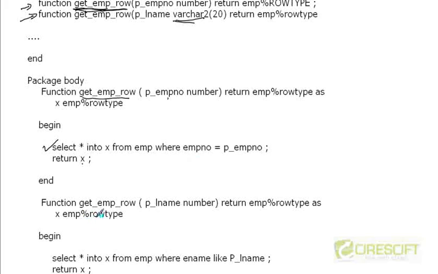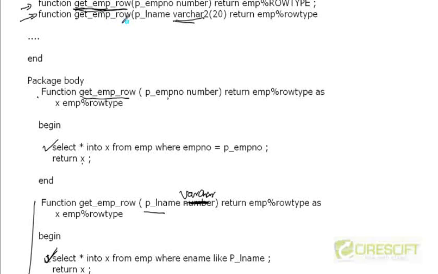Then I am going to create another function, but this function takes p_l_name, and this should be varchar. This is a mistake, it should be varchar, and then here is the query. So if you see, the difference between function 1 and function 2 is the query. But what I have done here is overload the function get_emp_row.